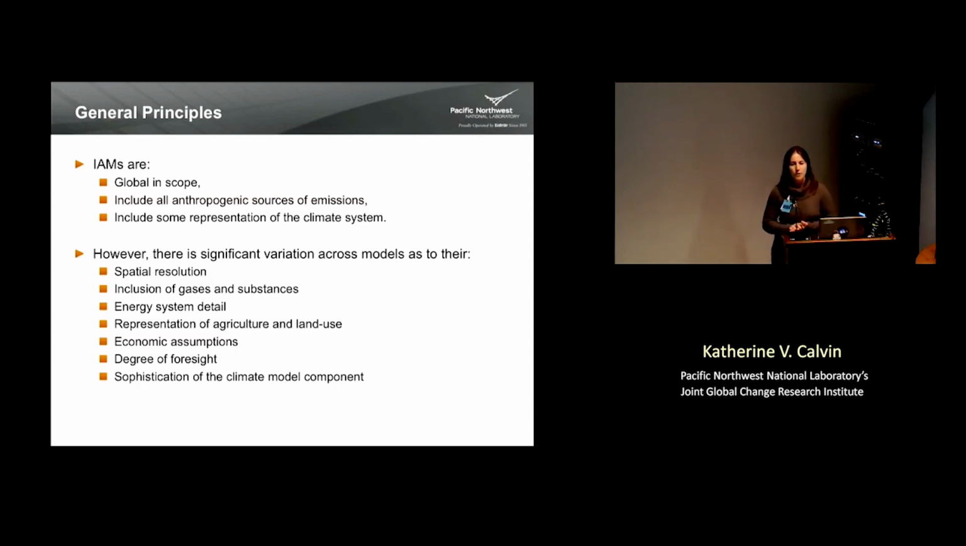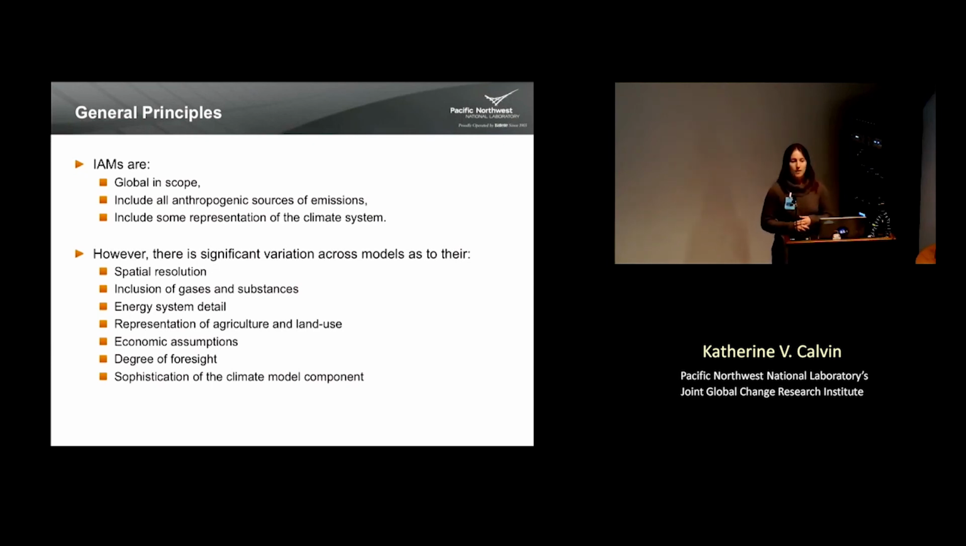And for that reason, these models are going to vary quite a bit in a number of dimensions, and I've listed some of those here. One of them is the spatial resolution. You're going to have anything from a model that has a single world region to, at the finest resolution, an integrated assessment model that divides the world into something like 30 regions. So they're fairly coarse resolution, but there is a lot of flexibility across models. The second variation is the inclusion of gases and substances. All of them will track carbon. Beyond that, whether or not they include all of the Kyoto gases or some of the short-lived species and ozone precursors will vary from model to model.